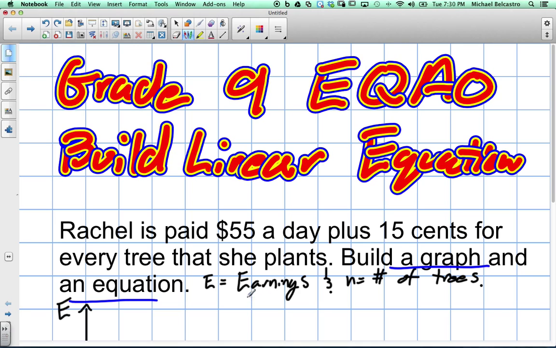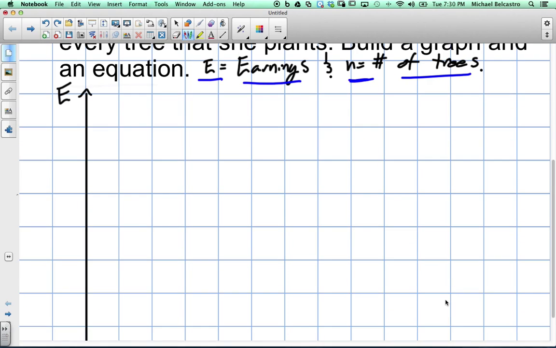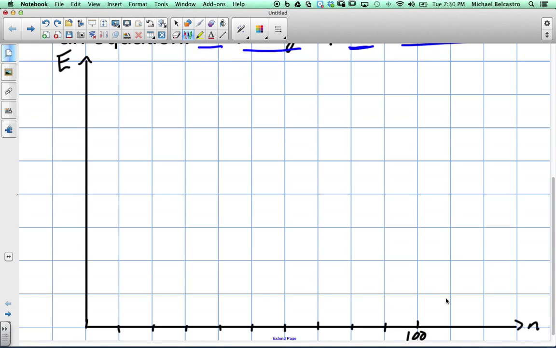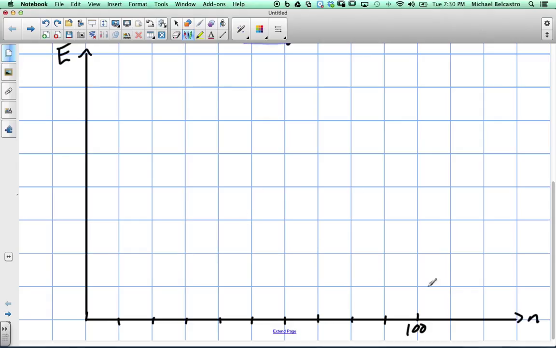And they give us a little bit of info that E stands for earnings and N is the number of trees planted, and they gave us a little graph to work with. Okay, can I fit it all in one view? Yeah, I can. Great. So our N was on the x-axis, which means this is the independent variable, right? The number of trees. And that makes sense because the more trees she plants, the more money she'll get, where E is her earnings. Now, they didn't give us a scale here. So this is something we're going to have to figure out.